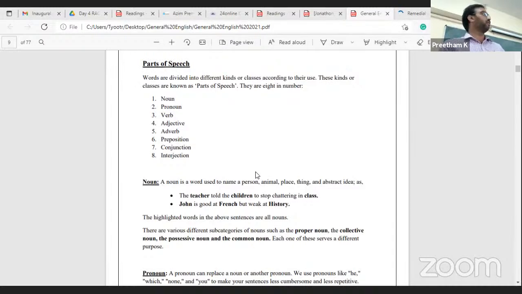They are eight in number. So hopefully the examination for you will be offline and descriptive, in the month of January. So be prepared for a descriptive type of examination. Here: noun, pronoun, verb, adjective, adverb, preposition, conjunction, interjection.